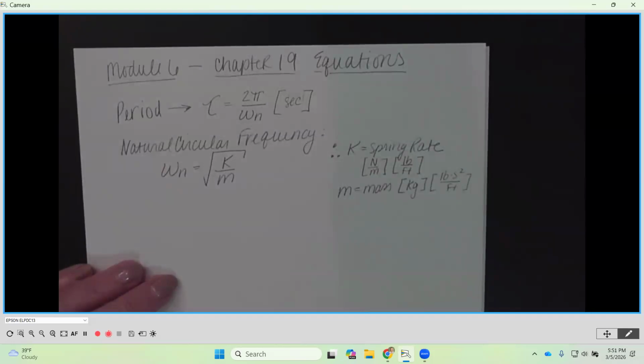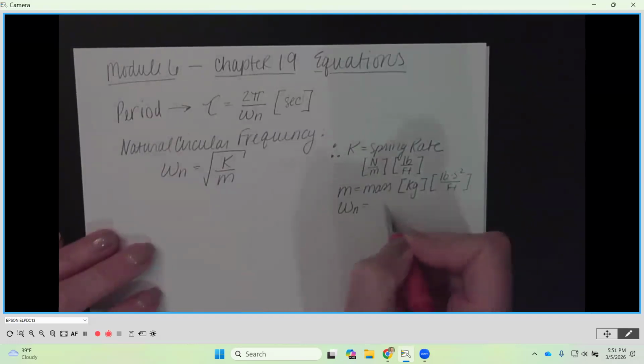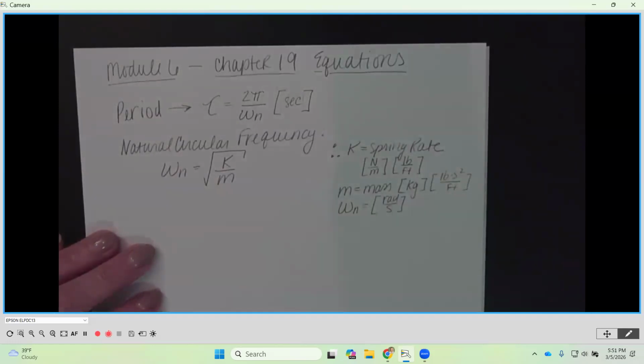And then our natural circular frequency is going to have units of radians per second. Okay, radians per second.